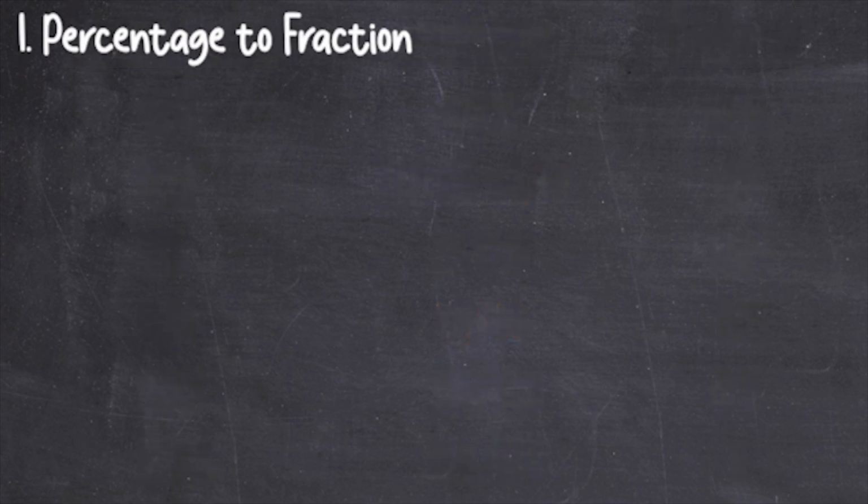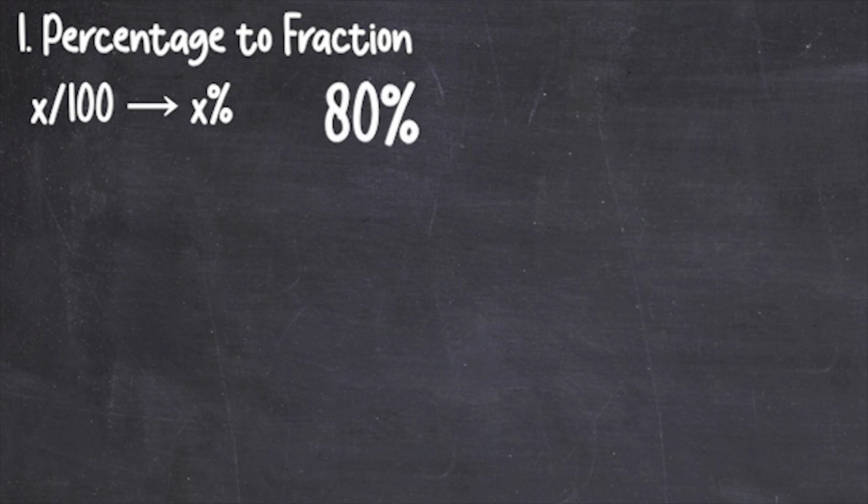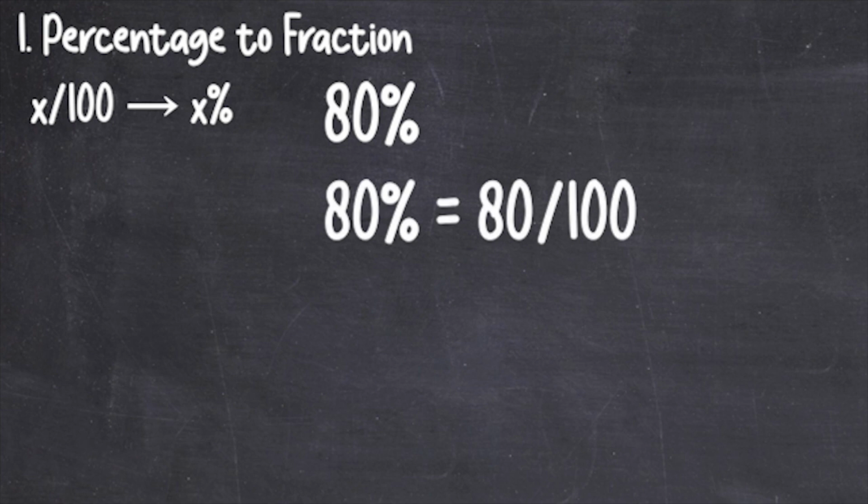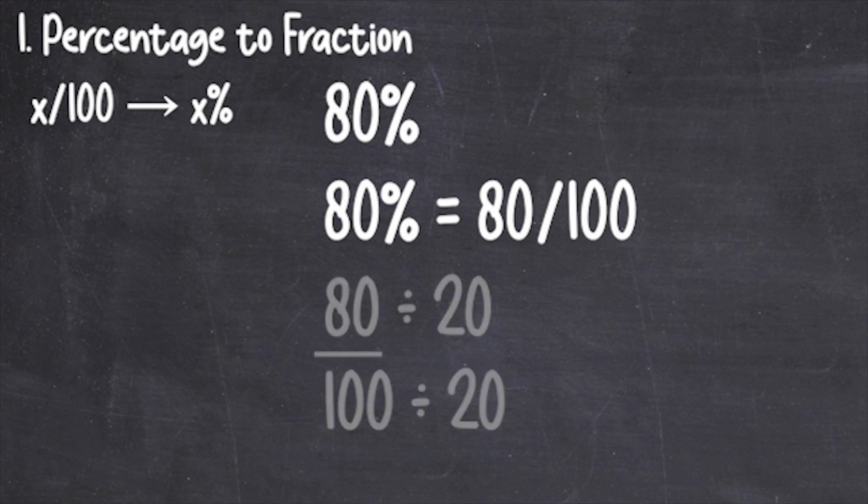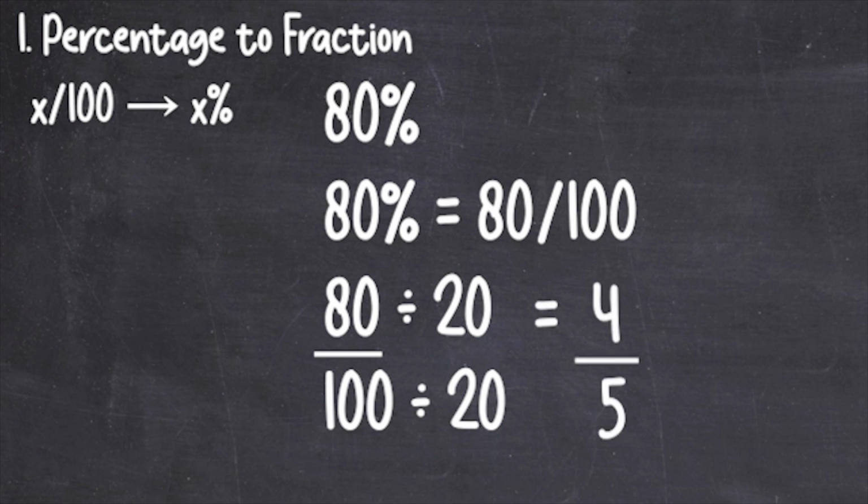To convert a percentage to a fraction, start by writing a fraction where the number before the percent sign is the numerator and 100 is the denominator. Then, try to simplify this fraction if possible. Let's use 80% as an example. To change it to a fraction, we start by writing it as 80 over 100. This fraction can be simplified because 80 and 100 have a greatest common factor of 20. Dividing 80 and 100 by 20 gives us 4 over 5, which is the most we can simplify this fraction.